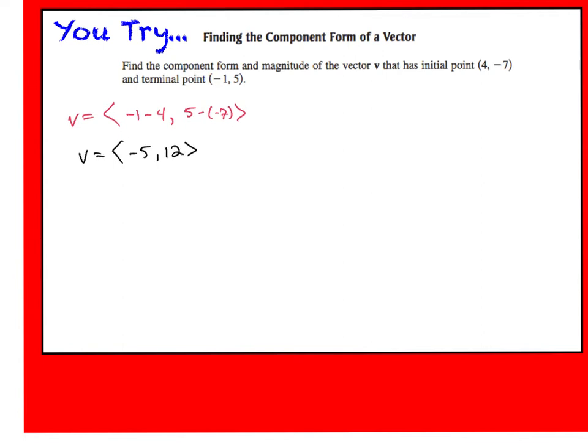All right. Now let's talk about what that really did. What did that vector do? It went left 5 and what? Up 12. All right. So it went left and up.